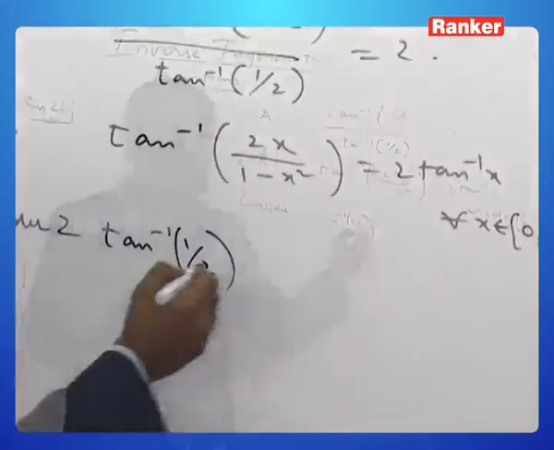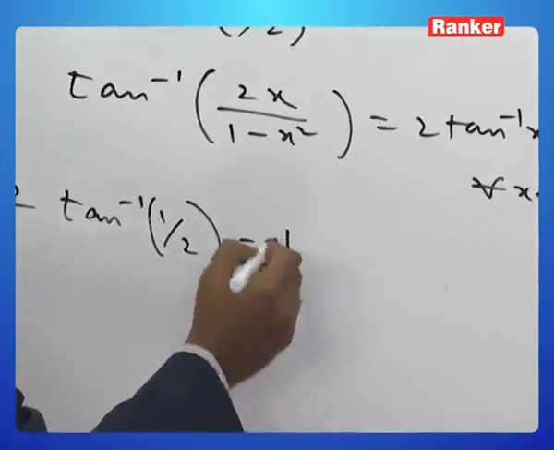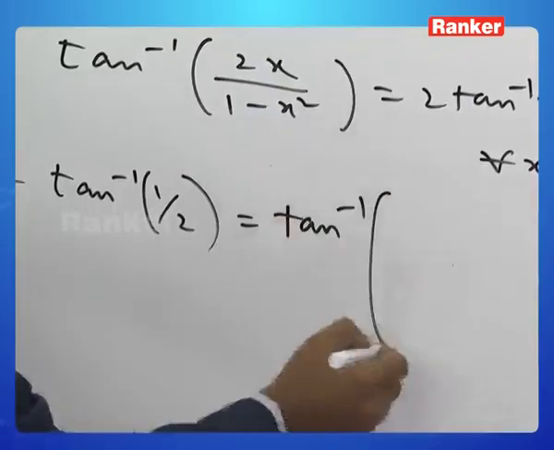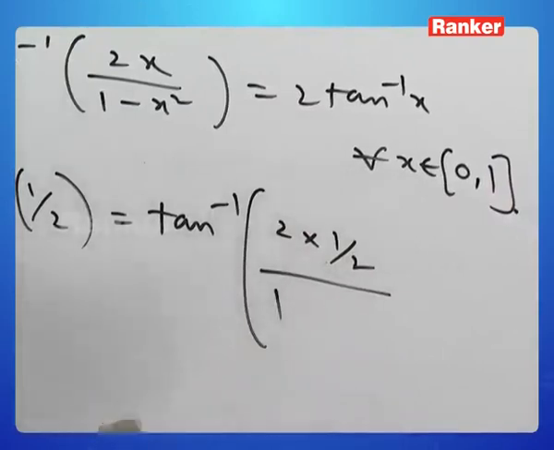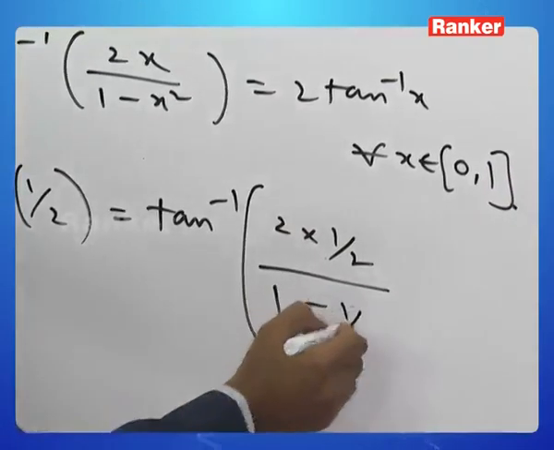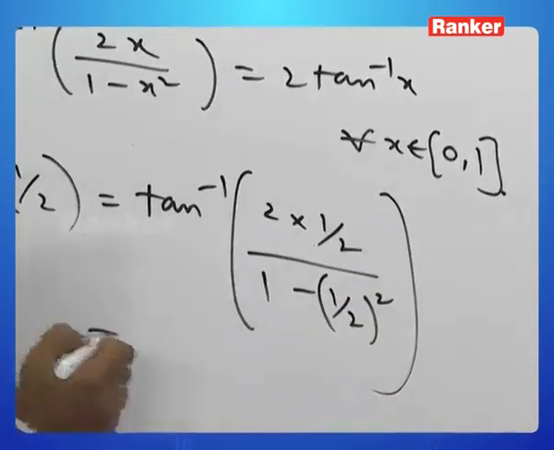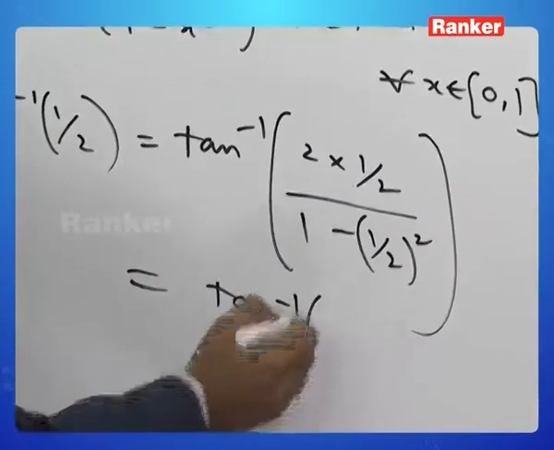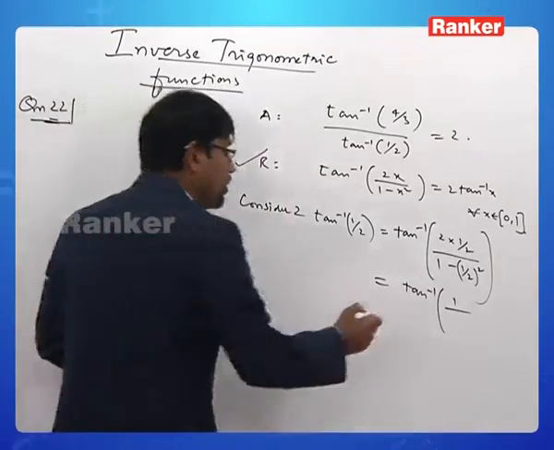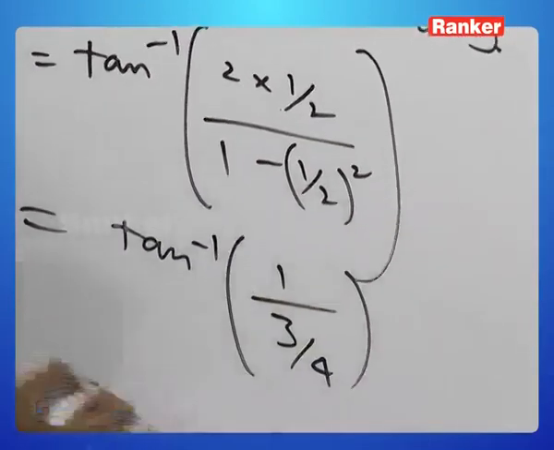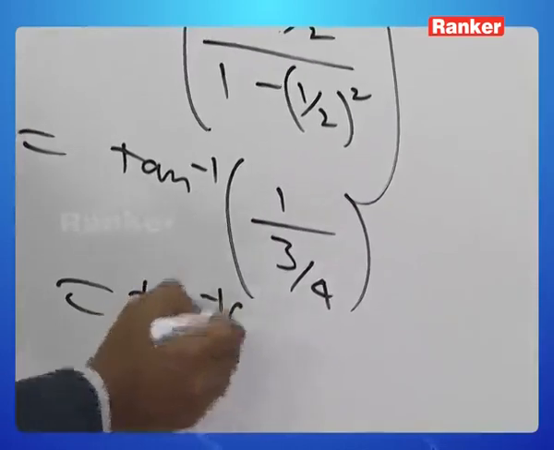So 2 tan inverse of 1 by 2 is therefore tan inverse of 2 into 1 by 2 divided by 1 minus 1 by 2 the square. That makes it tan inverse of 1 by 1 minus 1 by 4, that is 3 by 4. So tan inverse of 1 by 3 by 4, that is equal to tan inverse of 4 by 3.